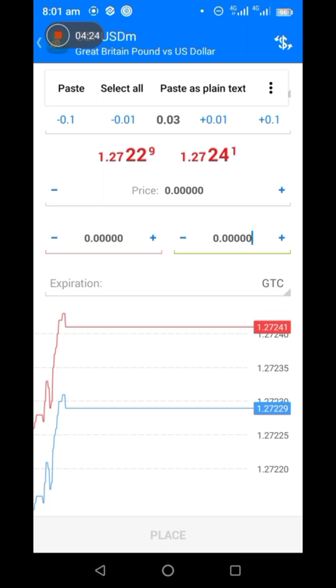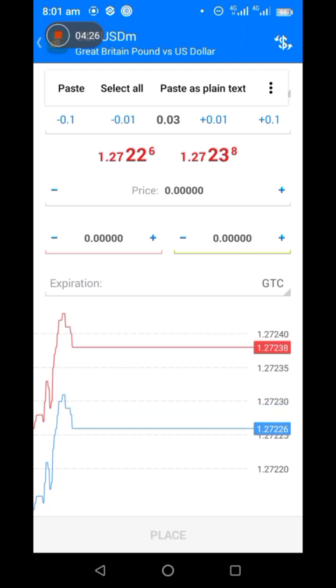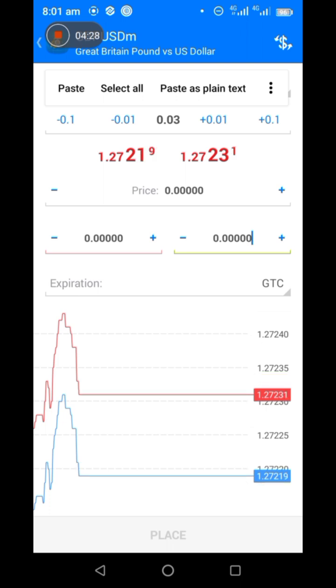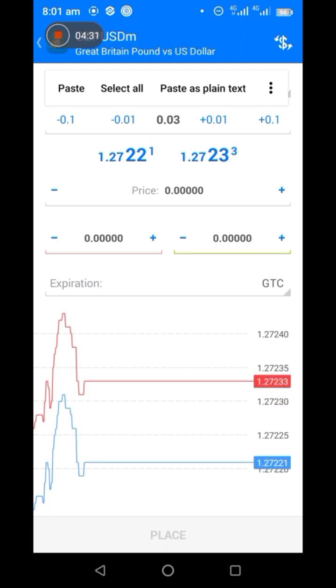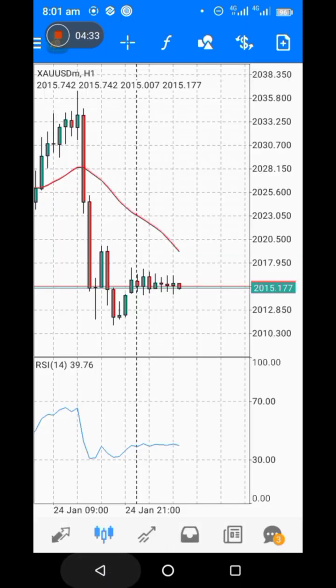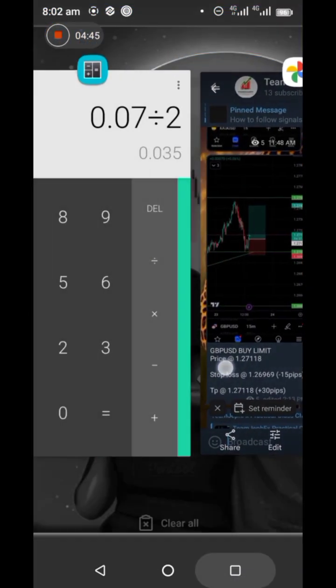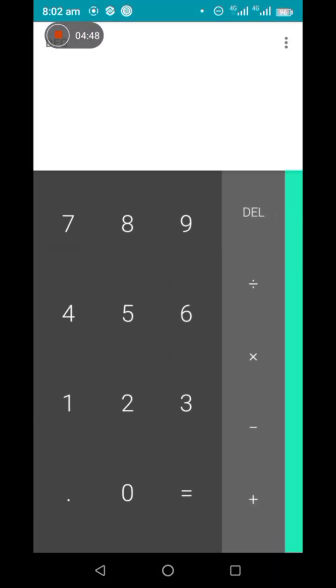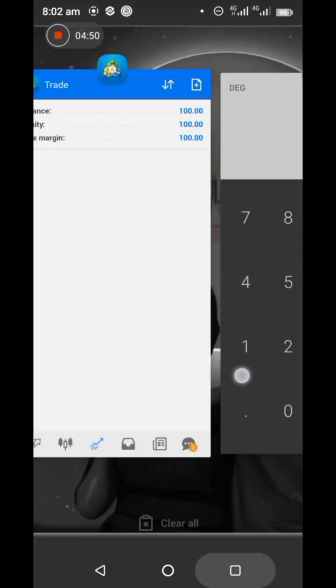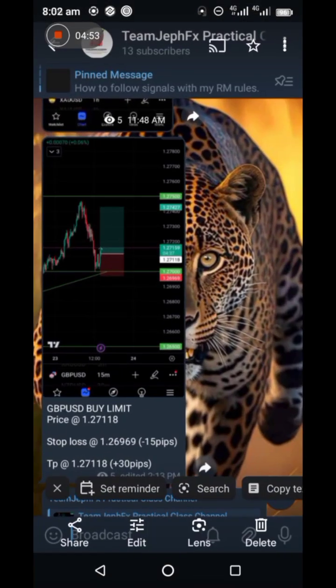So when you place those two, in case we hit stop loss, you are not going to lose more than that $10 that you calculated for. That is just the simple risk and reward ratio. So you are calculating that now for $10. It might be that you decide to risk $20, you might decide to risk $30. Whatever you decide to risk, just remember that you need to know how many pips of stop loss I'm using. Then you calculate it according to that formula that I posted. So that is just the simple explanation on how to follow signals with my RM rules.